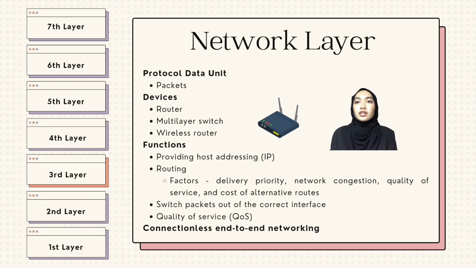These layer functions are: first, providing host addressing, which is IP, where the system assigns unique identification numbers to network devices. Second, choosing the best path to the destination network, which is routing. The factors used to determine path routing are the delivery priority, network congestion, quality of service, and cost of alternative routes. The third is to switch packets out of the correct interface. Lastly, maintaining the quality of service, which is QoS. This layer also is connectionless end-to-end networking.